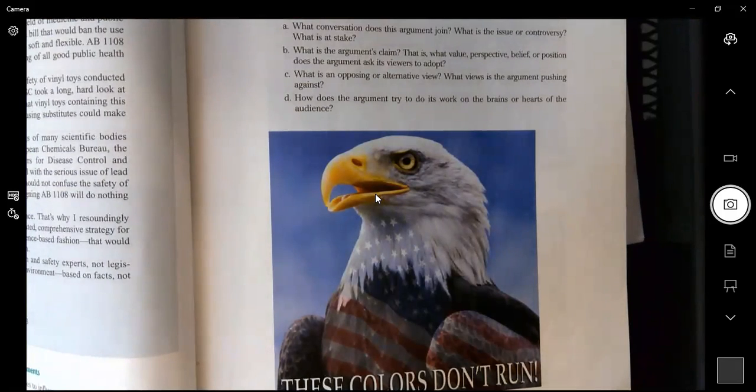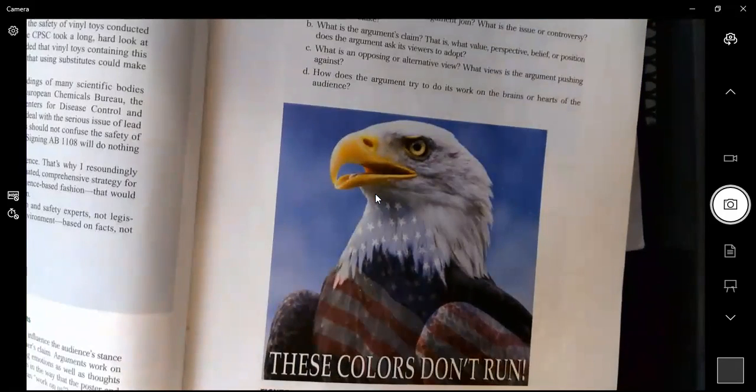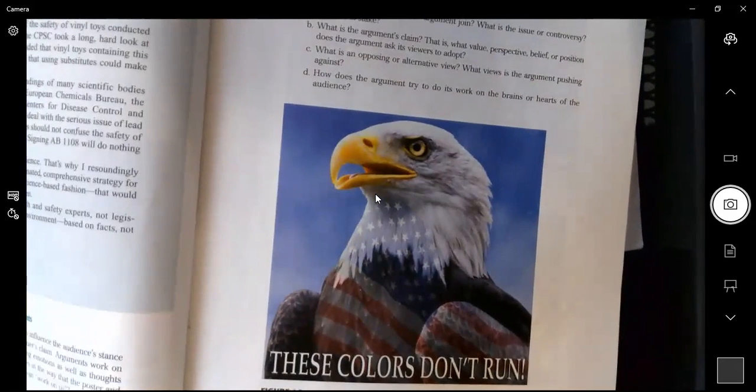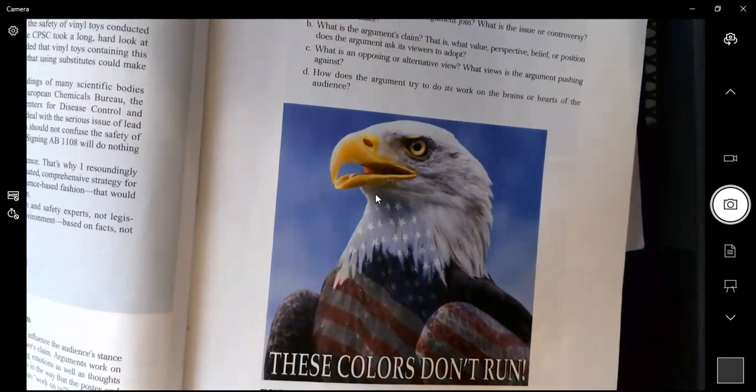So asking what argument does it join? And then the second thing, it says, what is this argument's claim? Especially if it's not explicit, you are going to make it explicit. So like an implicit argument, this says these colors don't run. I want you to translate that to literally what you think the writer is trying to get across. What do they mean? Don't make it at all figurative. Make it completely and totally literal.